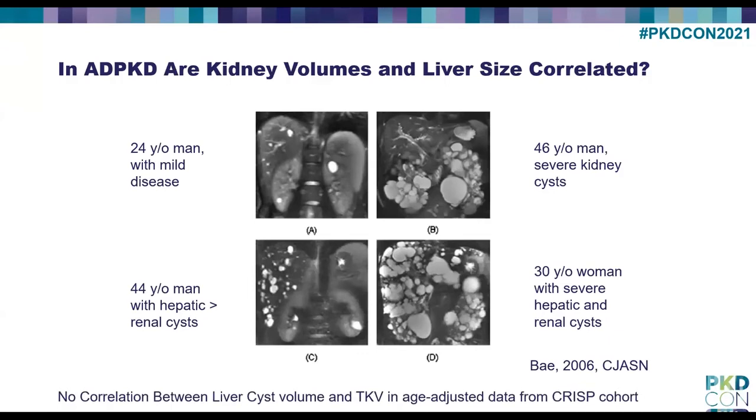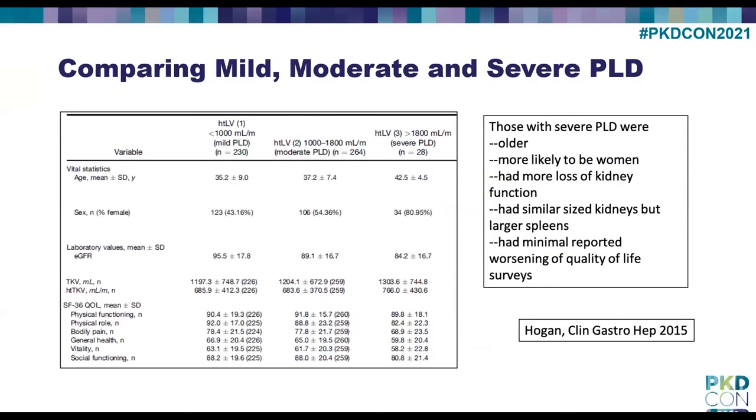And they looked to see, was there a clear link between the liver cyst volume and the kidney volume? And as you can maybe guess from these four images, there isn't a clear correlation there, in that we know that total kidney volume can drive who progresses to end-stage renal disease, but the correlation between kidney and liver cyst volume was not seen in the CRISP cohort. It is seen in another cohort in women, but did not stand up when we looked for age in those.